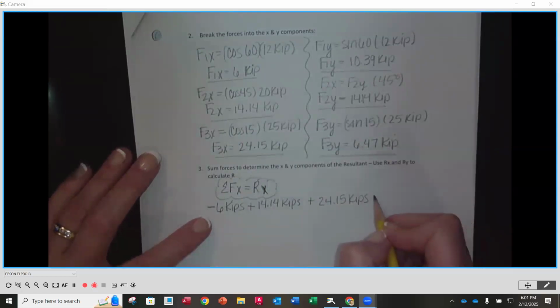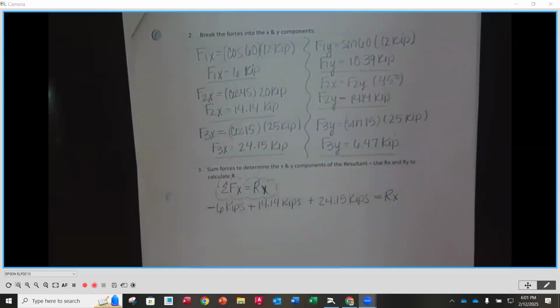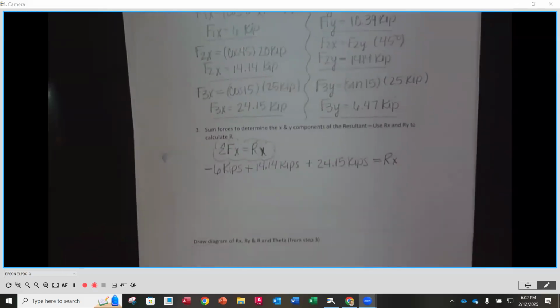Now, this is an equation, so we need to set this equal to resultant X. You need to show this step. I want to see the individual forces with their positives and negatives to be sure that you are getting your answer per the convention. If you just write the sum here and say Rx, points off, that's not showing your work. You have to show this step. I want to see the individual forces with their signs that correspond to our convention. Once you have that, now you can add and subtract here and then say it's equal to Rx.